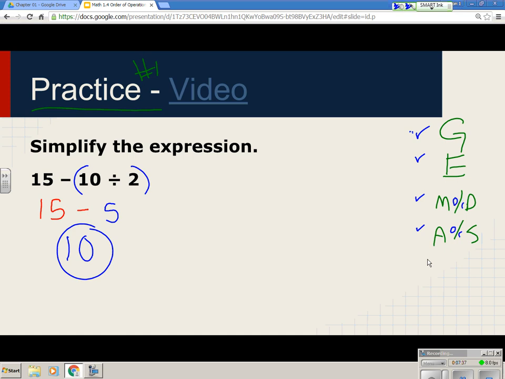Okay? So write this example down. If you want to do different colors like I did, I think it's helpful to see step by step. When you're done, move on to the next problem.